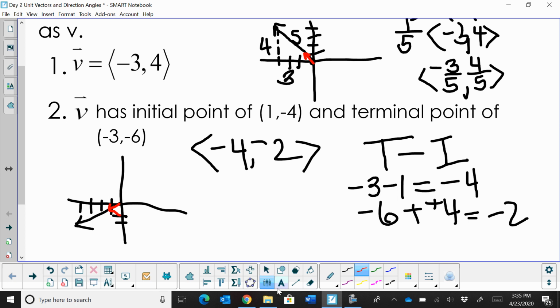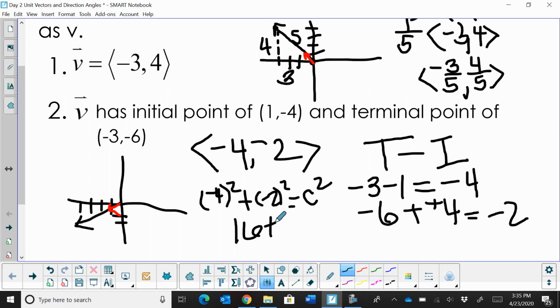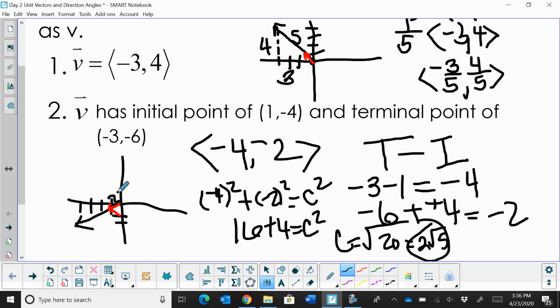So let's find the magnitude by just using the Pythagorean theorem. Let me switch colors. -4 squared plus -2 squared is equal to c squared. So we have a 16 plus 4, and that's equal to c squared. So that means c, which is the magnitude, is the square root of 20, which we can then write as 2√5. So there is our magnitude, 2√5. Now, that's the magnitude of the entire larger one.